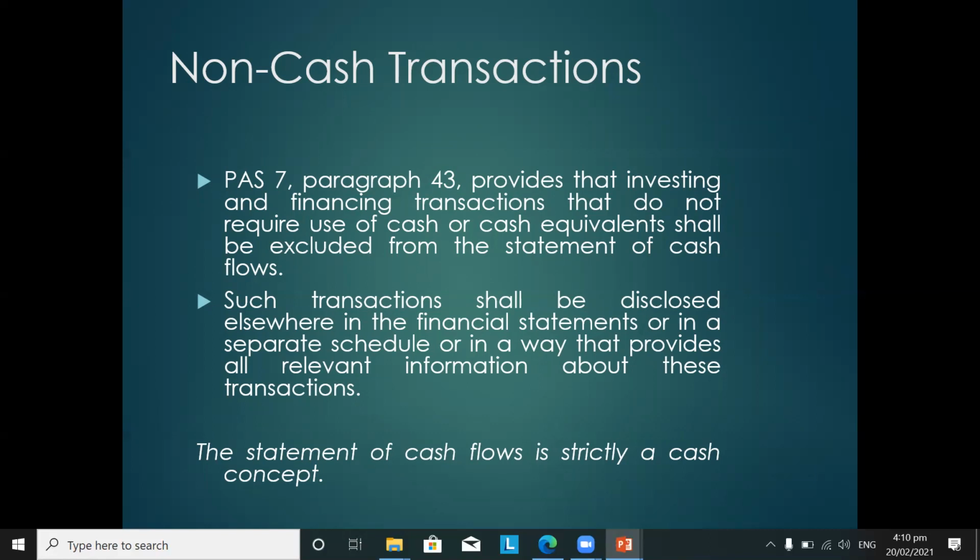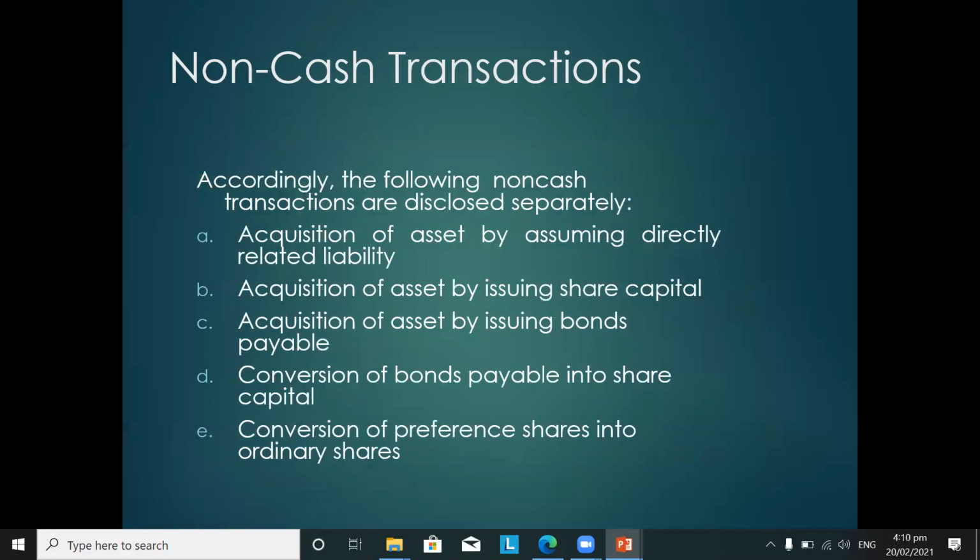Now, ang sunod na tanong ay, are we going to ignore it totally? So the answer is no. Non-cash investing and financing transactions shall be disclosed elsewhere in the financial statements. Ibig sabihin, i-disclose natin pero hindi sa statement of cash flows. So these are the examples of the non-cash transactions, like acquisition of asset by assuming directly related liability. So meron tayong asset dito, meron tayong liability, pero wala tayong cash involved.